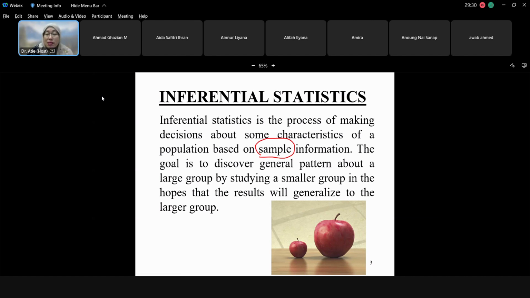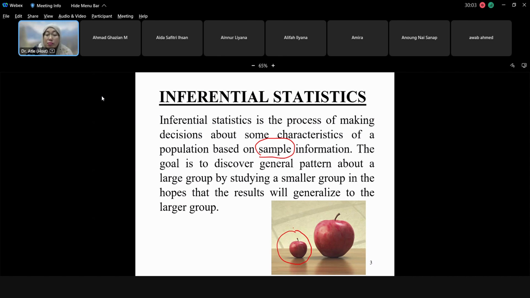Instead, we use a sample. So we need to make a conclusion based on whatever we have studied on the sample, right? So the goal is actually to discover general patterns about a large group by studying a smaller group, in the hope that the results will generalize to the larger group. For example, we study the son or the daughter of the apple.